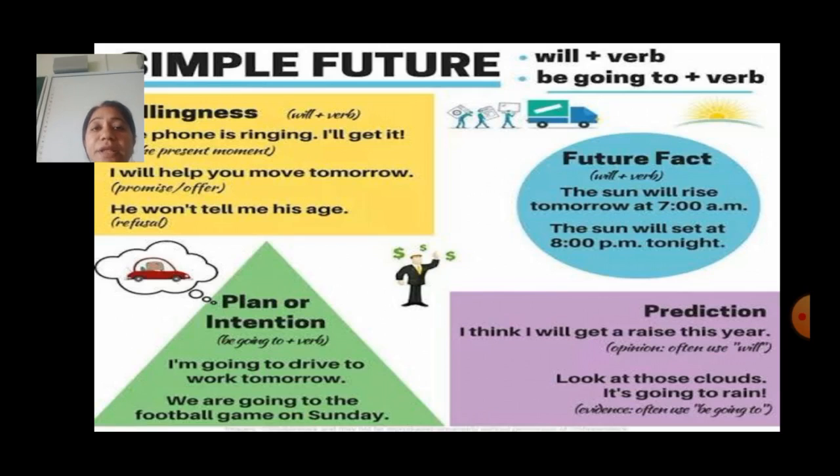When we are predicting something, at that time we are using simple future tense. I think I will get a raise this year. Here we are showing opinion. Look at those clouds, it is going to rain.